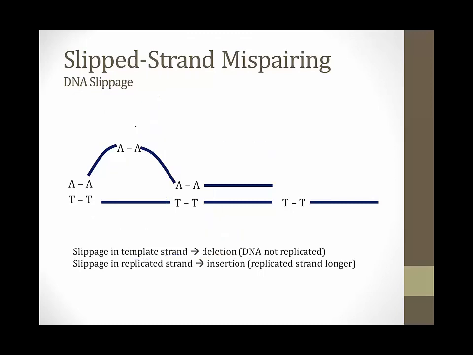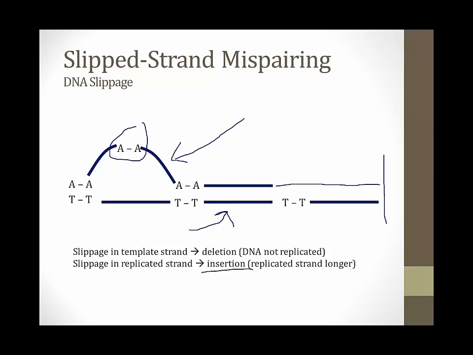If this slippage occurs as these two DNA strands are being replicated, then this top one may be replicated all the way out to here. Now we have a longer stretch of DNA on the top compared to the bottom, and this will have consequences when these two strands separate and replicate. This will result in an insertion.